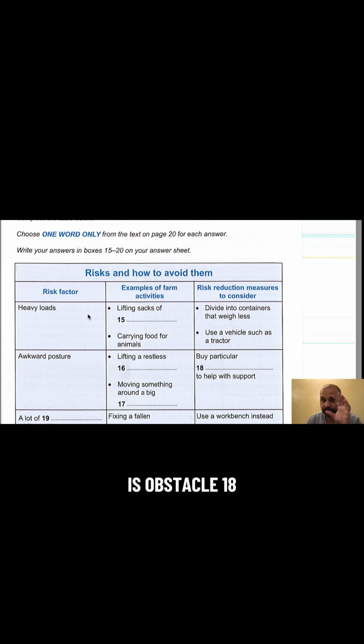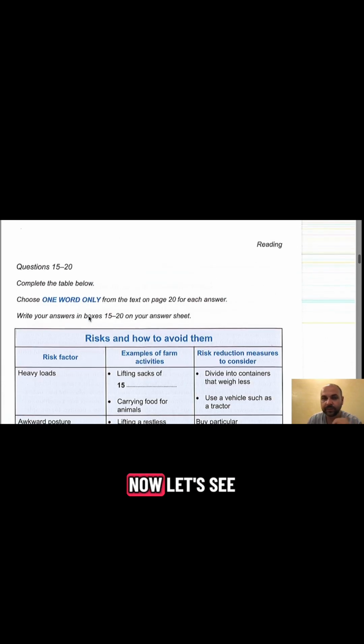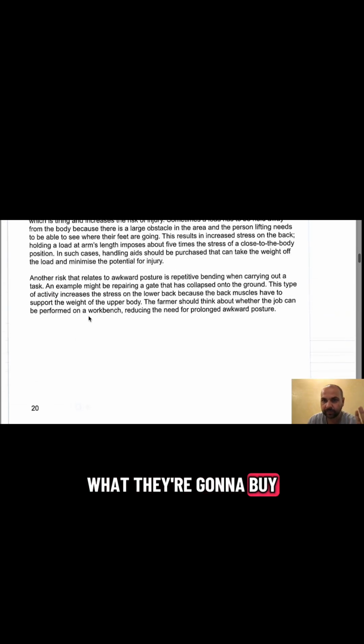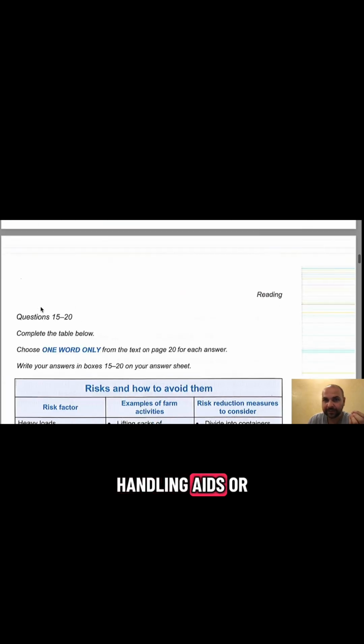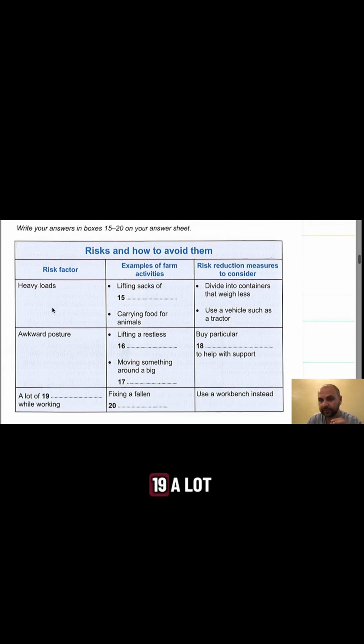18, from the same passage again. Buy particular something, again a noun, to help with support. Now let's see what they're going to buy. Instead of buy or buying, it says purchase, which is a synonym, right? In such cases, handling aids should be purchased that can take the load. So what? Handling aids, or just aids, buy particular aids.